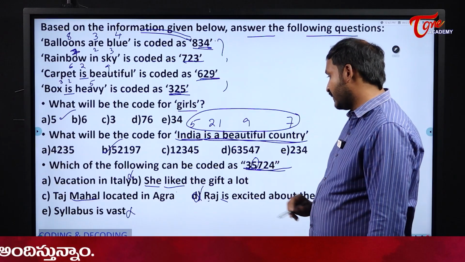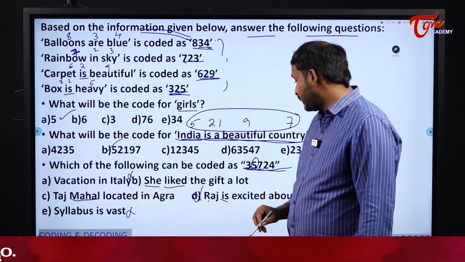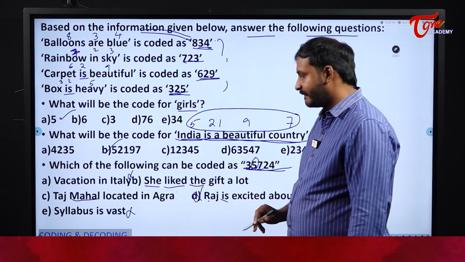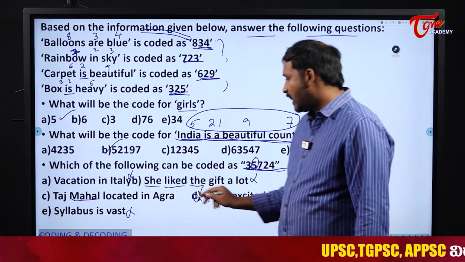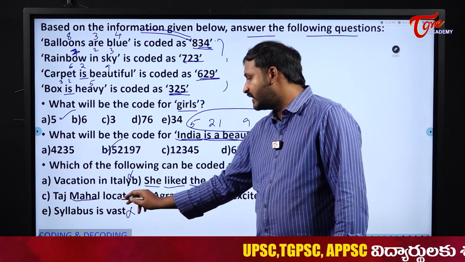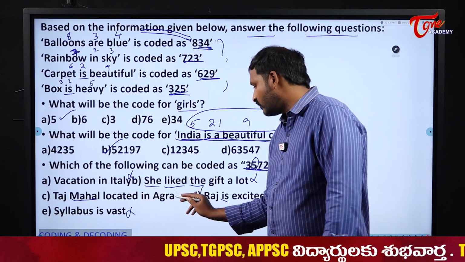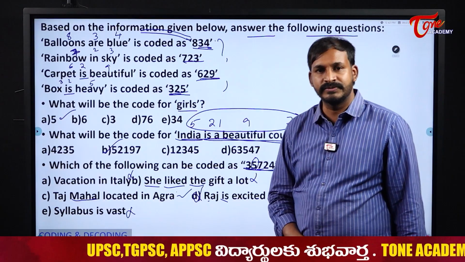Next option is 7. Next one I should have a 7-letter word. So what did I have here? "The". Is "the" a 5-letter word? No. So that one is also gone. I will be left with only this, "located". Is "located" a 7-letter word? Yes. So the only option left for me is option C.